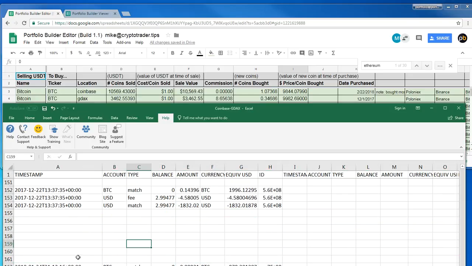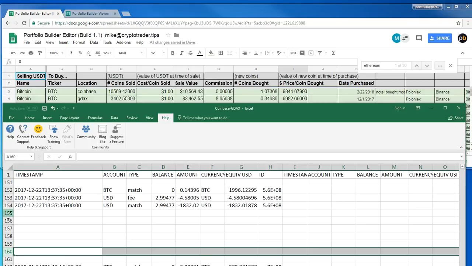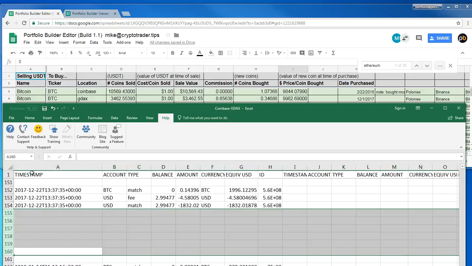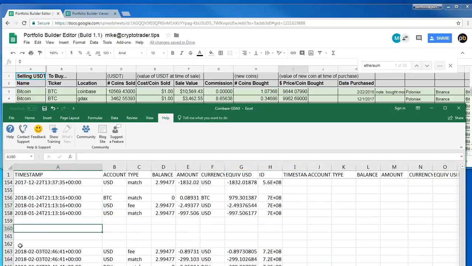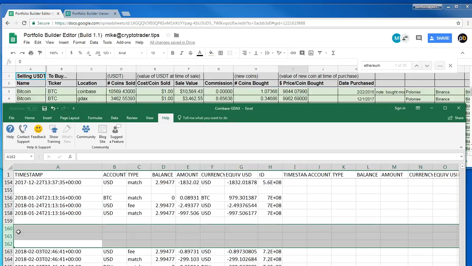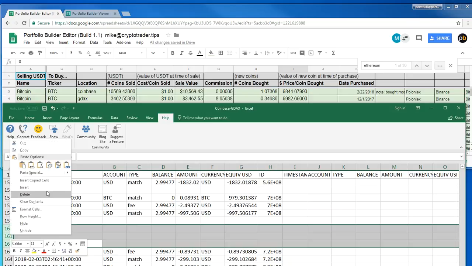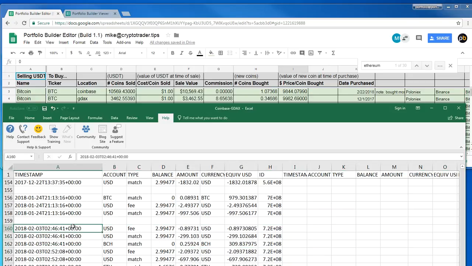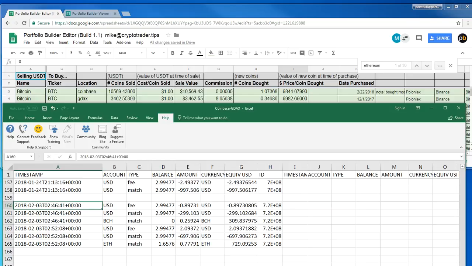And now we don't need all this blank space right here, so I can also use the shift button to highlight all these and delete. And once you do this one time, it's much easier to keep this updated as you go.